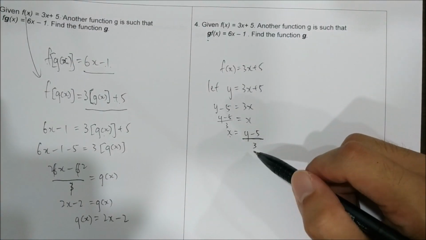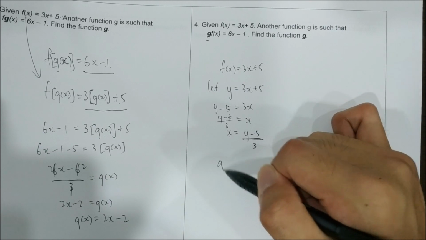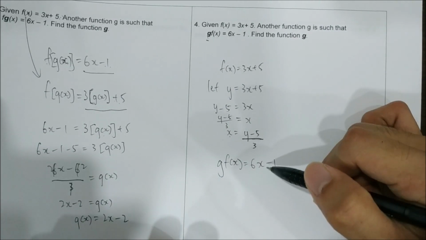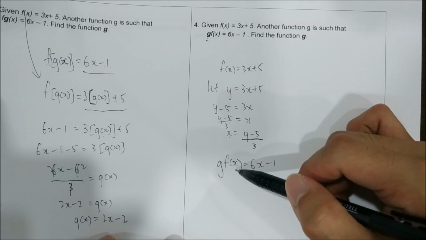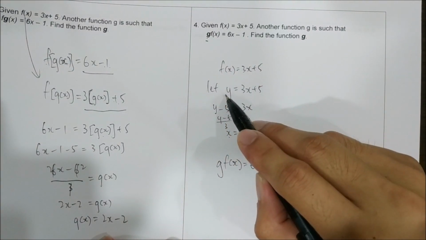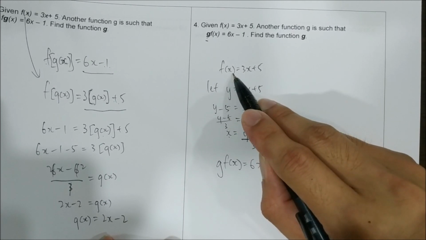After we find the x, now we can come back to this composite function. We write this down, composite function gf(x) equals 6x minus 1. We try to convert all of this from x to y. What I mean here is, since y equals 3x plus 5, which is this, it means that y equals f(x).